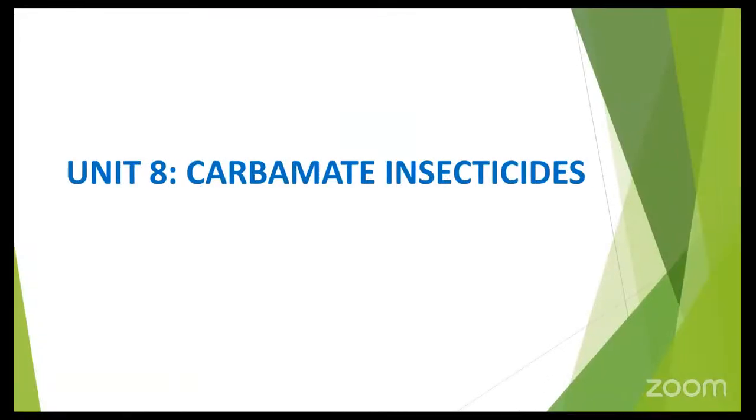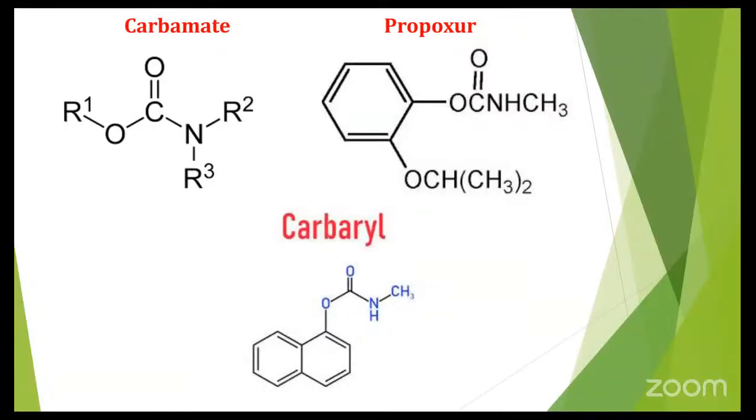So coming to the eighth unit, that is carbamate insecticides. I've already told you, today we'll be dealing with organophosphorus, carbamates, and pyrethroids. So coming to the carbamate insecticides, in this chapter we'll see the sequence of development of modern carbamate insecticides. It also provides information on the mode of action of carbamates and how it differs from the organophosphorus.